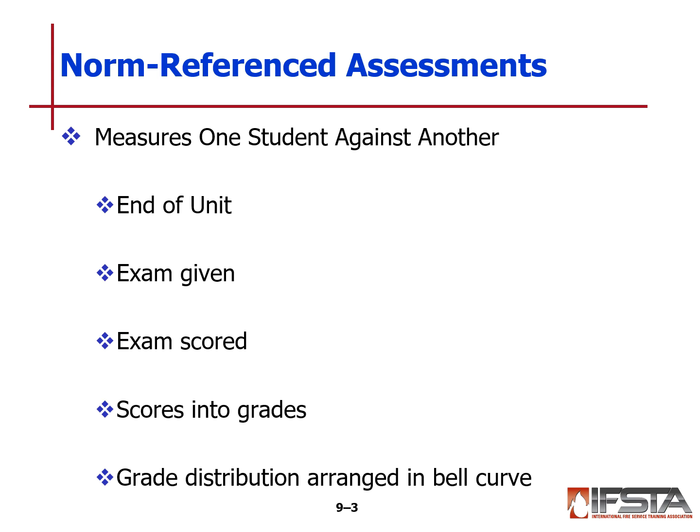Norm-referenced assessment measures the accomplishment of one student against that of another. At the end of an instructional unit, an exam is given and the results are scored. The scores are translated into grades, often based on the distribution of scores. In most instances, the distribution is arranged in a bell curve, with the majority of scores in the middle and a much smaller number of exceptional scores at the high and low ends of the range.